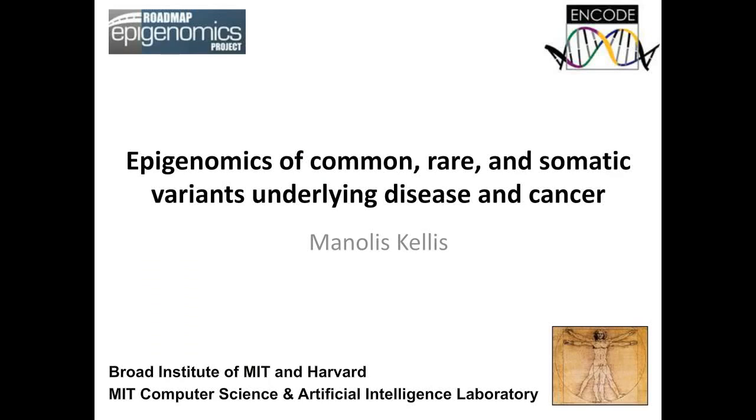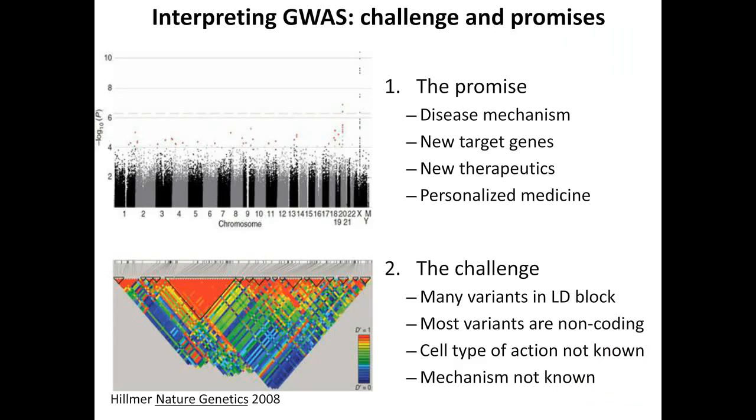Okay, so just to summarize very briefly my introduction, I will talk about how epigenomics can in fact allow us to understand common, rare, and somatic variants that underlie disease and cancer. The promise of GWAS is to reveal new mechanisms, target genes, therapeutics, and to enable personalized medicine, but the challenge is that there's a large number of variants in the same linkage disequilibrium block, making it impossible to discover which of the many SNPs are in fact causal.